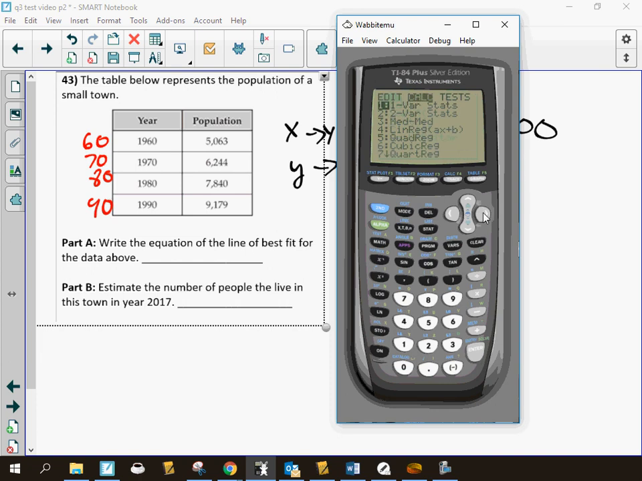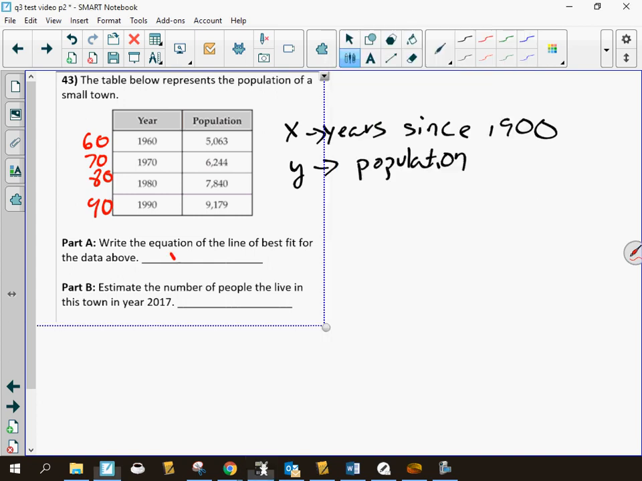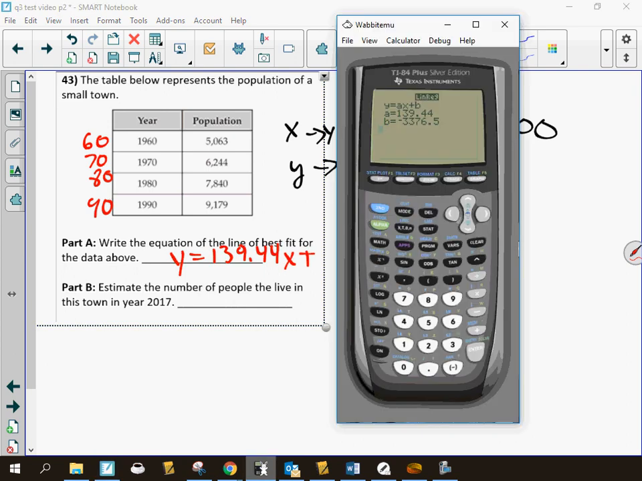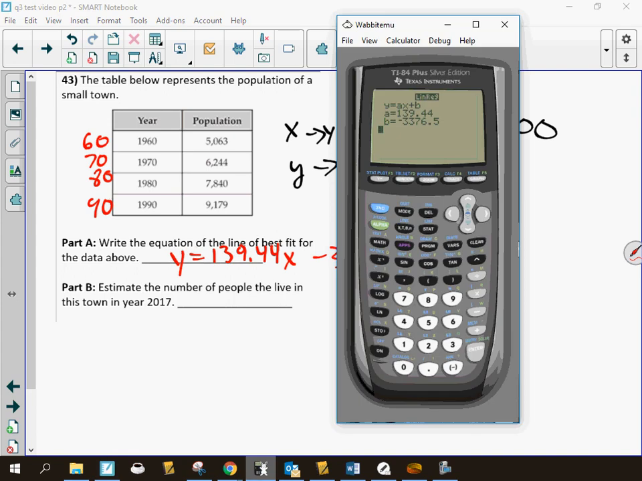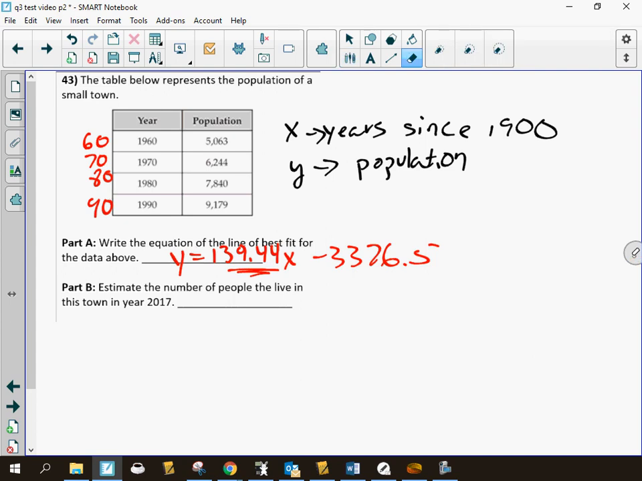And so we do stat, calc, line of regression, calculate, and we get y equals 139.44x minus 3376.5. If you don't rescale the axis, you have to go to a lot of decimal places here, and the y-intercept becomes enormous. So what we guess the population will be in 2017.